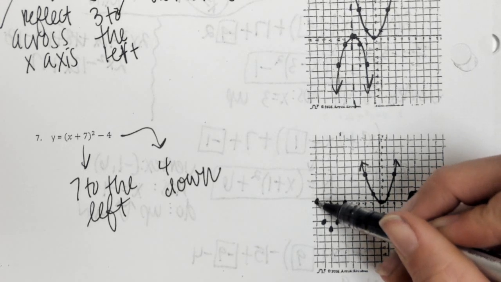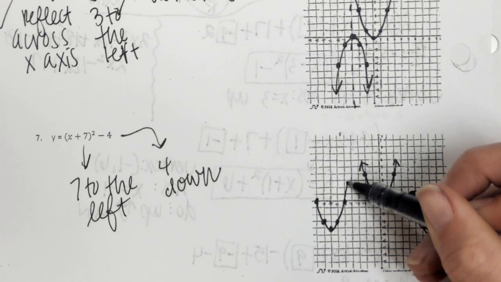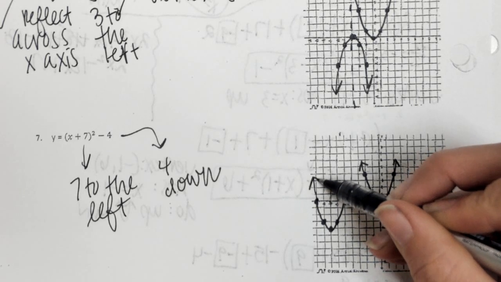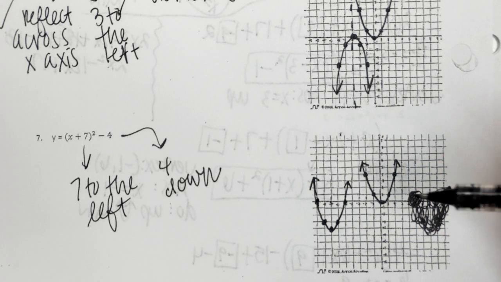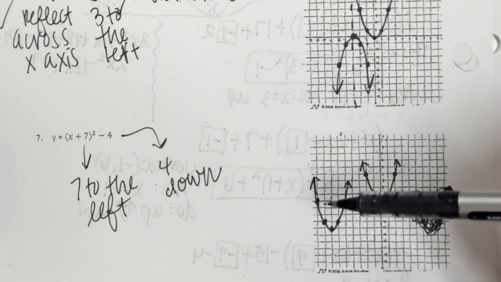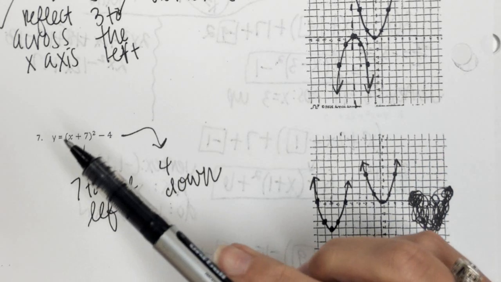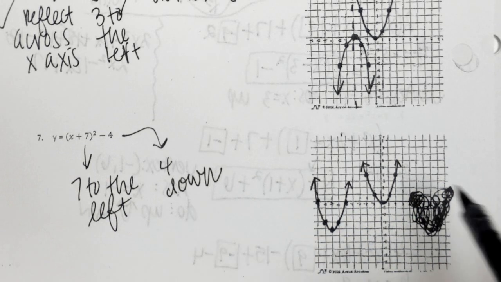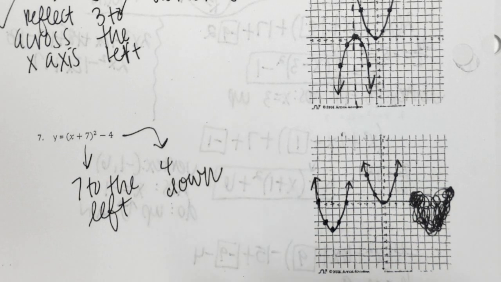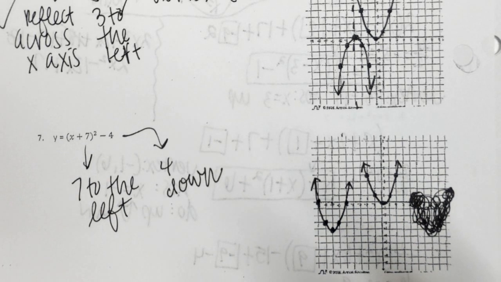There we go. Much better. Alright. So you can see it moved the parent graph 7 to the left, 4 down. It did not reflect because there's no negative on the outside. Sorry about this one, guys. Alright, flip it over.